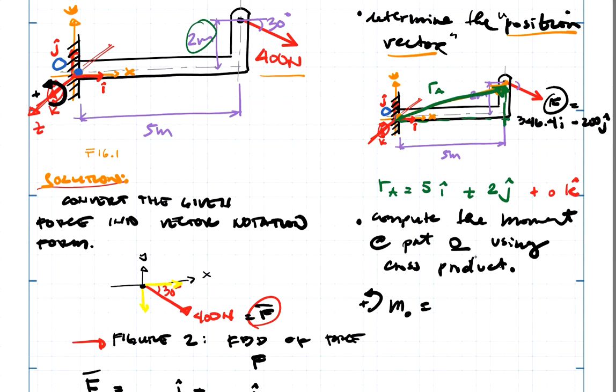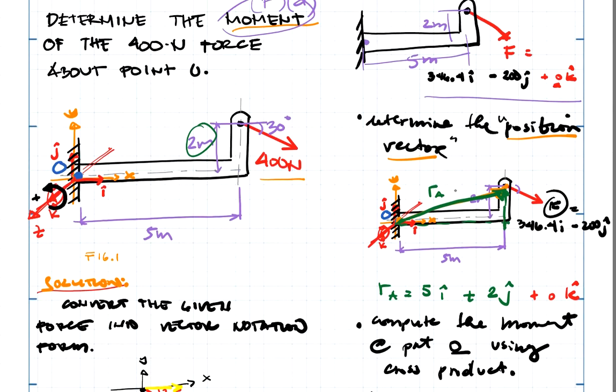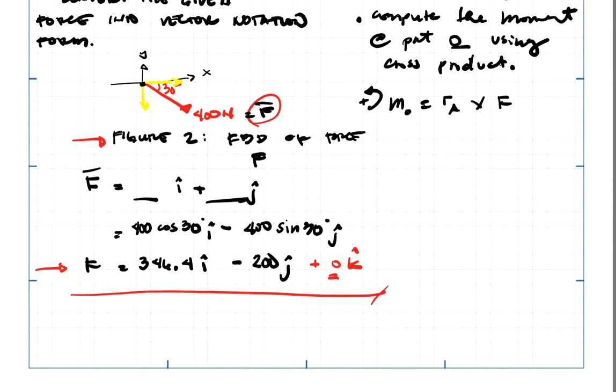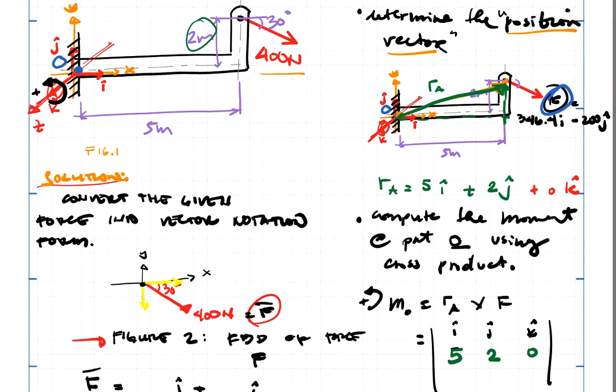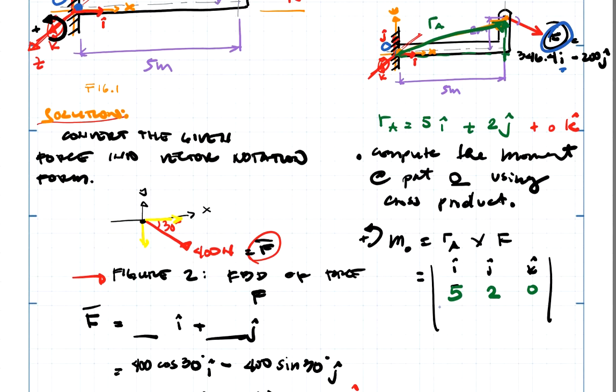Okay, so the moment is just the cross product of the position vector RA cross our force F. By doing that, we can also write this in terms of I, J, and K. Our R has an I component of positive 5, then 2, and then our K is just 0. Then for our force F, the I component is 346.4, our J is negative 200, and our K is just 0.